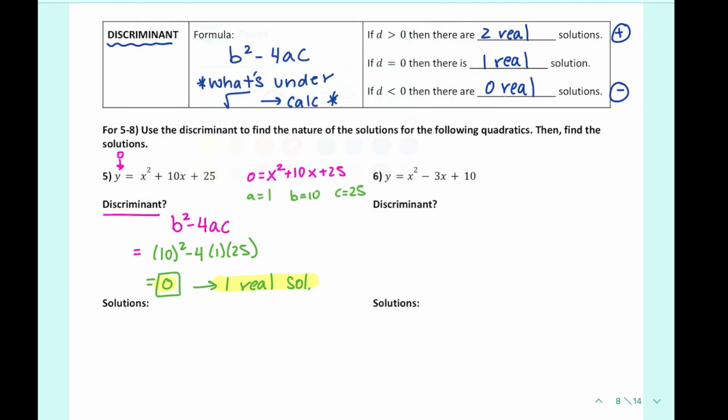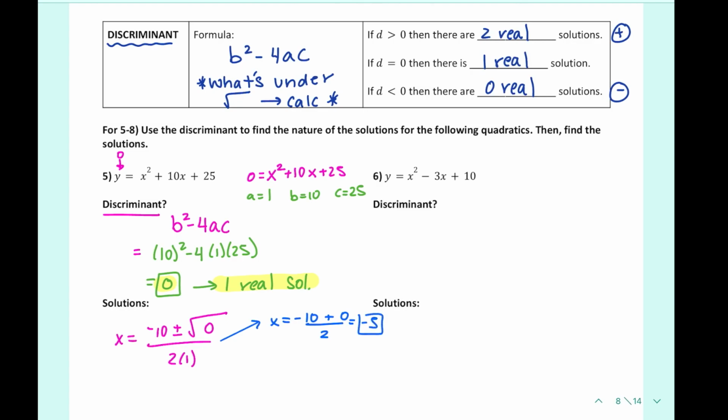And then the last thing we're told to do is find the solutions. So for that, we need to go back to the quadratic formula, but we do have the discriminant already. So x equals the opposite of b plus or minus the square root of b squared minus 4ac, and we already found that part, 0, all over 2a. Then we can split that up and solve for each individual term. So x equals negative 10 plus 0, because that's the square root of 0, all over 2. Negative 10 plus 0 over 2 is negative 5.